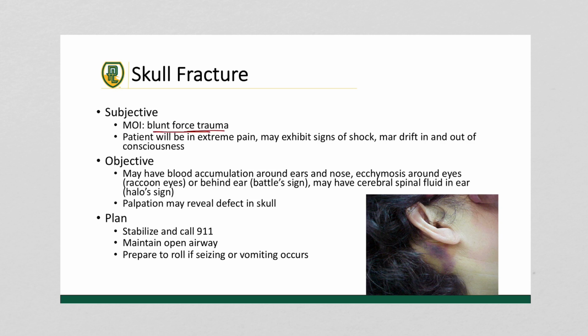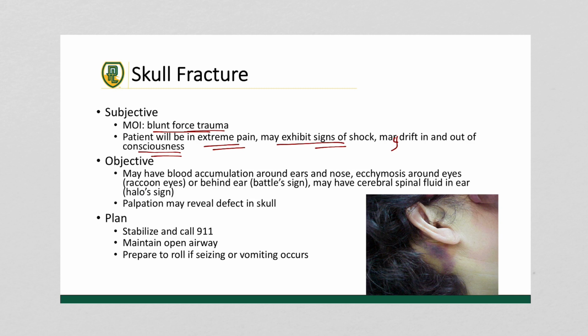But as we think about it from a subjective perspective, what's the patient going to tell us? Some type of blunt force trauma occurred to the skull. So there has to be some type of trauma, direct impact to the skull. The patient's going to be in extreme pain on the top of their skull because that's where the hit actually occurred. And many usually exhibit some type of sign and symptom of shock. They may drift in and out of consciousness depending on whether or not they actually have a subsequent bleed associated with that actual skull fracture, right?